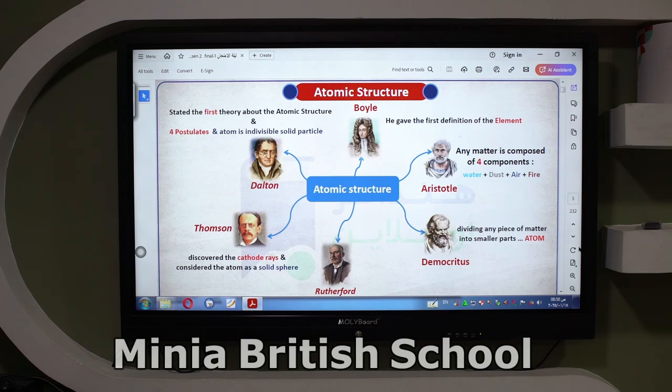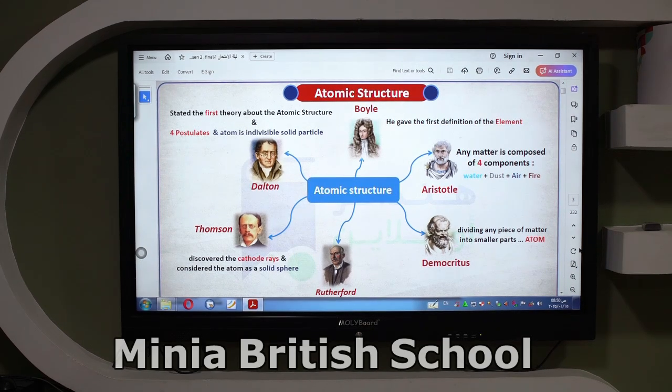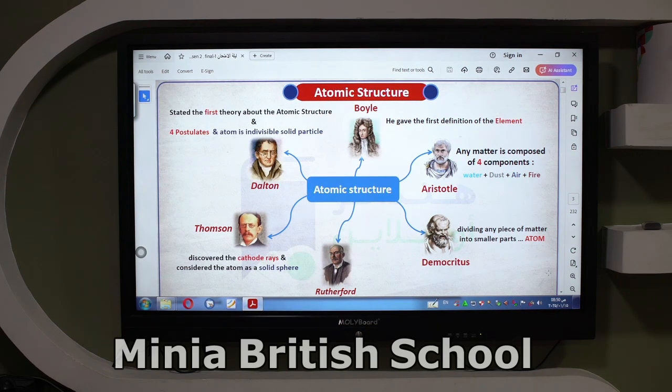Now we are beginning the final revision of your chemistry. We will focus on the main points in your module, so we will begin with chapter 1. Chapter 1 talks about atomic structure. We have many scientists who were interested in atomic structure, what the atom is, the structure of the atom, and atomic theory. So we have Boyle, Aristotle, Democritus, and Rutherford, Thomson, Bohr.